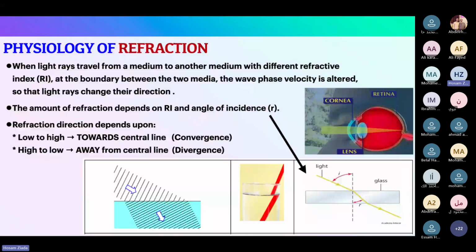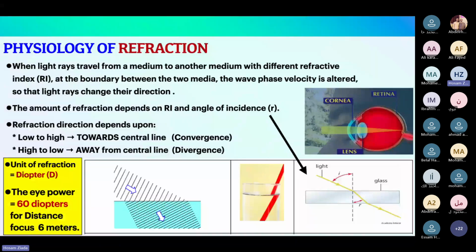In these photos, you will see different examples I told you about while passing through the last slides. Unit of refraction is diopter. The total eye power is 59 or 60 diopters for distance. We will focus with the relaxation of the accommodation is at 6 meters.